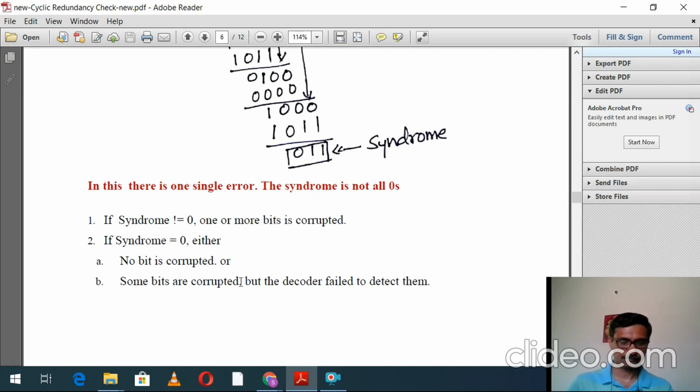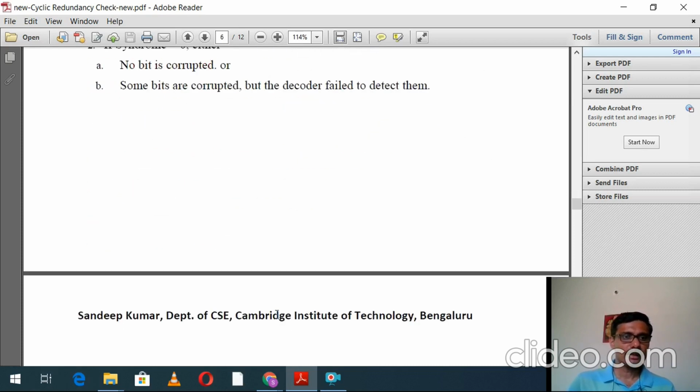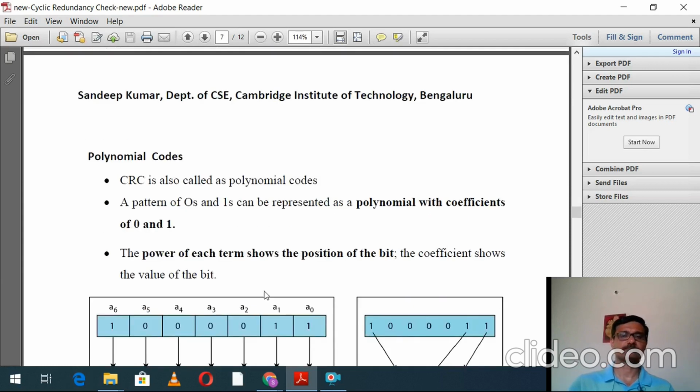This is about this. Some of the advantages: it is very easy to implement using hardware, which we'll discuss later in the next session. It is very simple, and it can detect one error, two errors, more than one error. It can also detect a burst error. Burst error means a group of errors. So it's a good technique which is widely used in data communication.